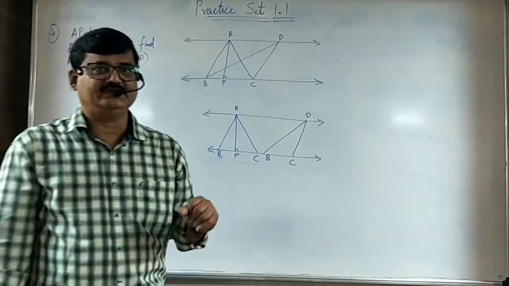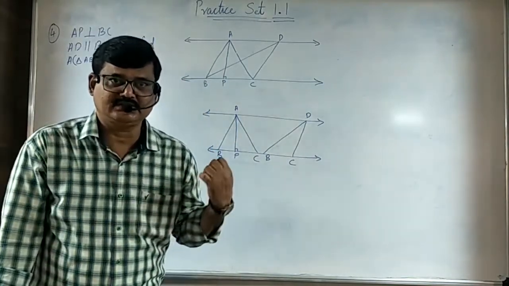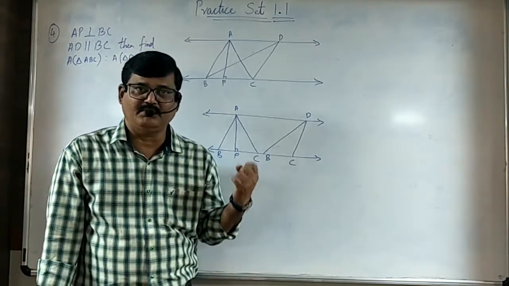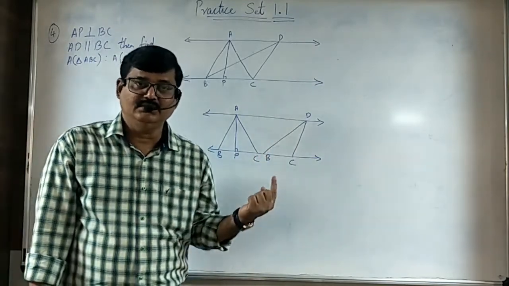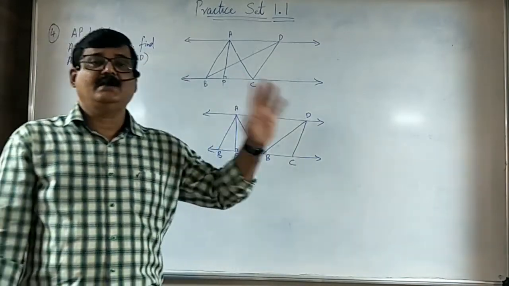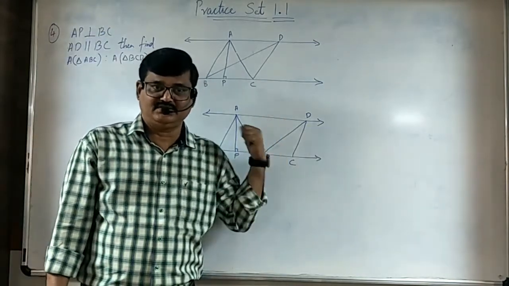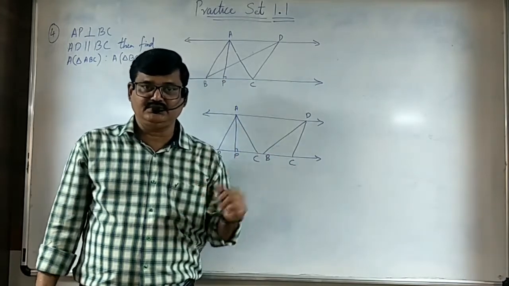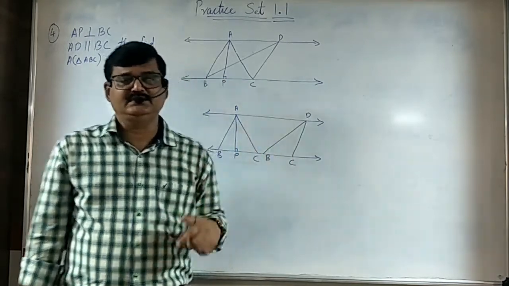We have done one property yesterday, in the previous video. Do you remember, when the base and height are equal, what is the ratio of the triangles? When the base is equal, what is the ratio of the triangles? And when both height and base are equal, what is the ratio of the triangles? Do you remember? If you have seen the previous video, you will understand this.